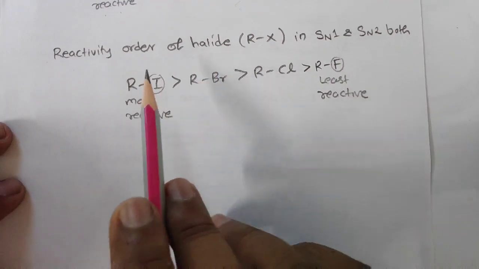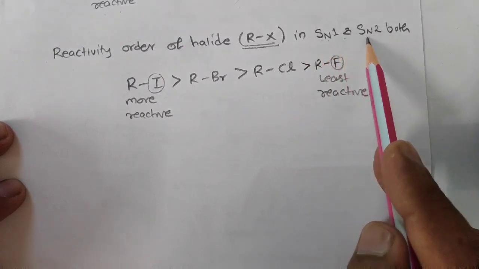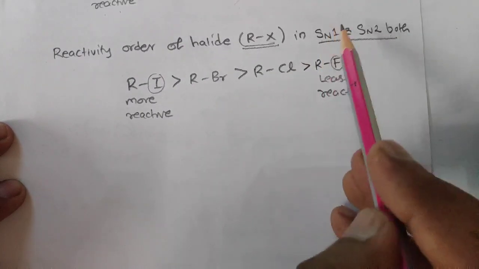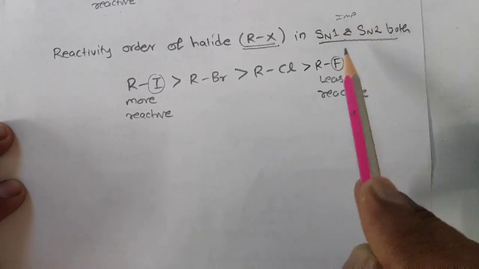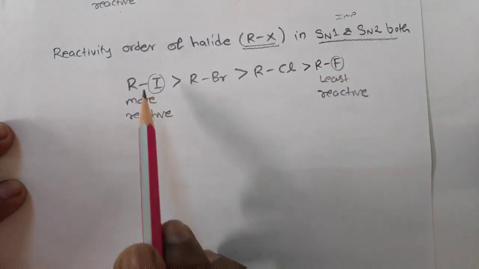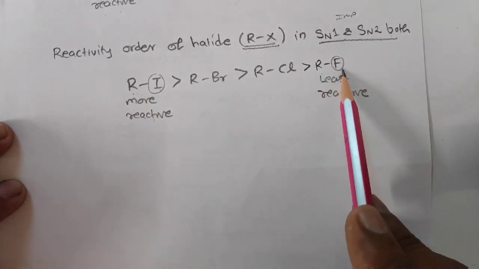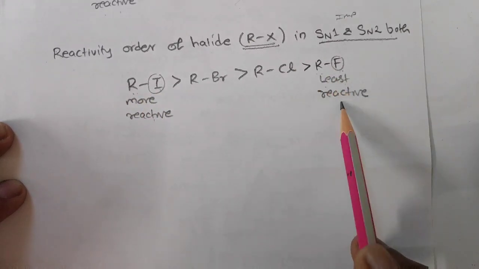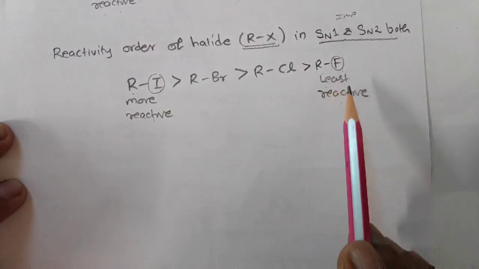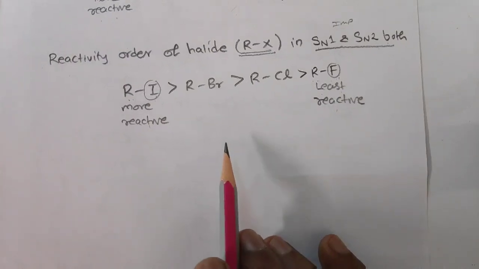Now when we talk about the reactivity order of the halides, that is the alkyl halide, in both SN1 and SN2, always remember this important thing. Who will be more reactive in this alkyl halide? The iodine-containing alkyl halide will be the most reactive, and the fluorine-containing alkyl halide will be the least reactive. That depends on the mass and what we discussed here. Okay, this brings us to the end of the mechanism of SN1 and SN2.